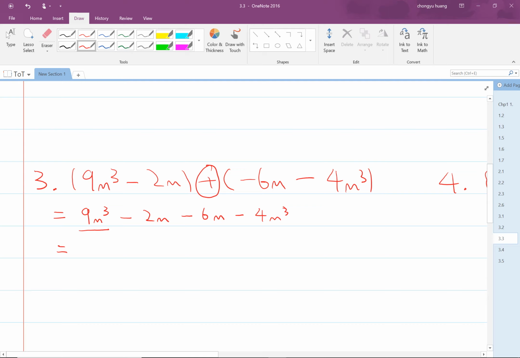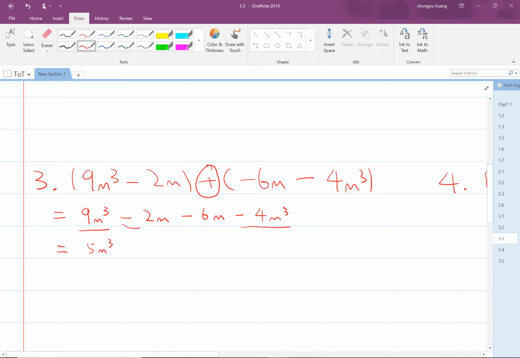9m cubed minus 4m cubed, right? So make sure you keep in mind you are actually adding the right term. Whenever you're doing addition and subtraction, you want to add in the right term. You don't want to add in the wrong term, otherwise you will get the wrong answer, right? So over here the right term is 9m to the power 3, and then we have negative 4m to the power 3, which is 5m to the power 3. So basically 9 minus 4 is equal to 5, so it's 5m to the power 3, right?